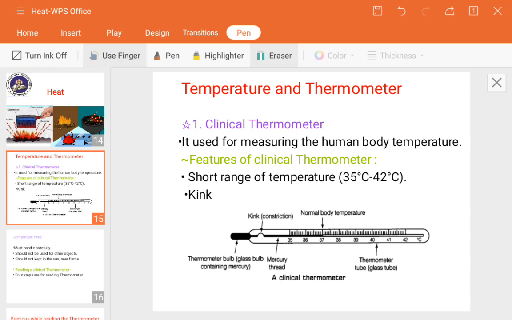Then it consists of the mercury, as shown in the figure you can see given below. Okay, so what are the features of the clinical thermometer?